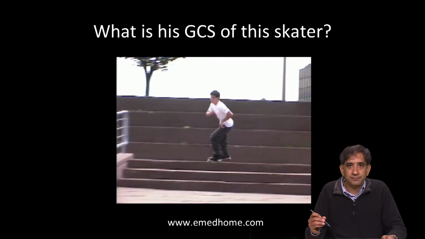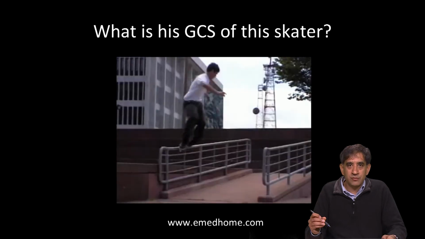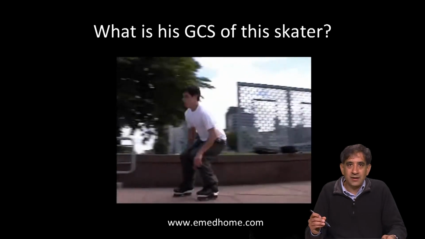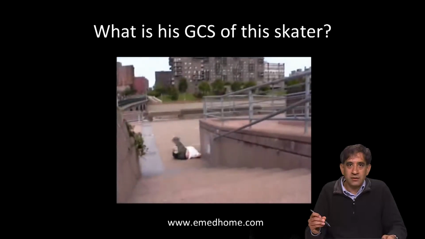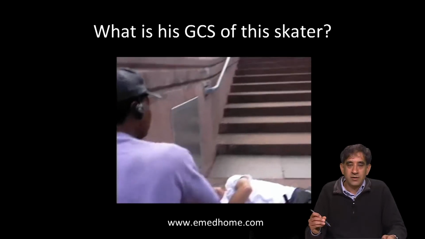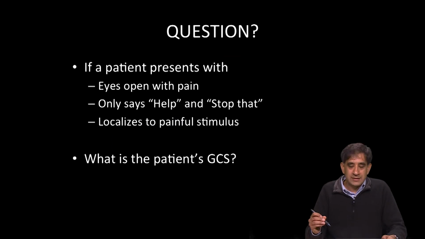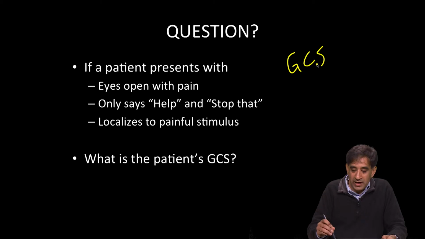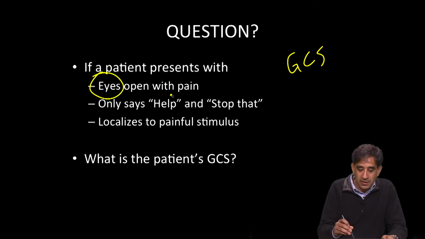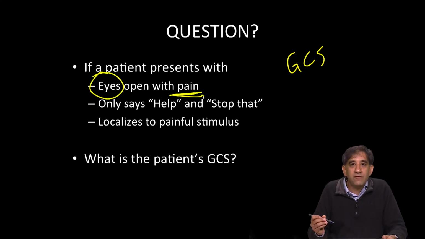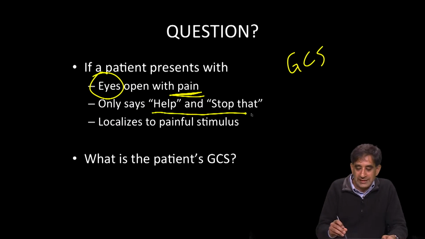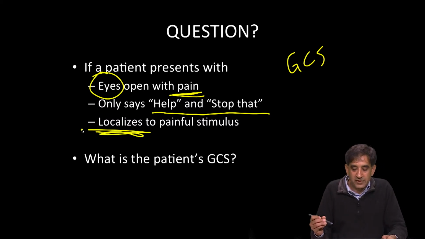Let's take a look at this patient. Before they come into the emergency room, not wearing a helmet, skating, and falling and injuring themselves. And they come to the hospital, and they're brought to you for evaluation. And when we do our GCS evaluation, on the eye exam, the patient opens eyes with a painful stimulus. The patient only says help and stop that, and the patient localizes to a painful stimulus. What is the patient's Glasgow Coma scale score?